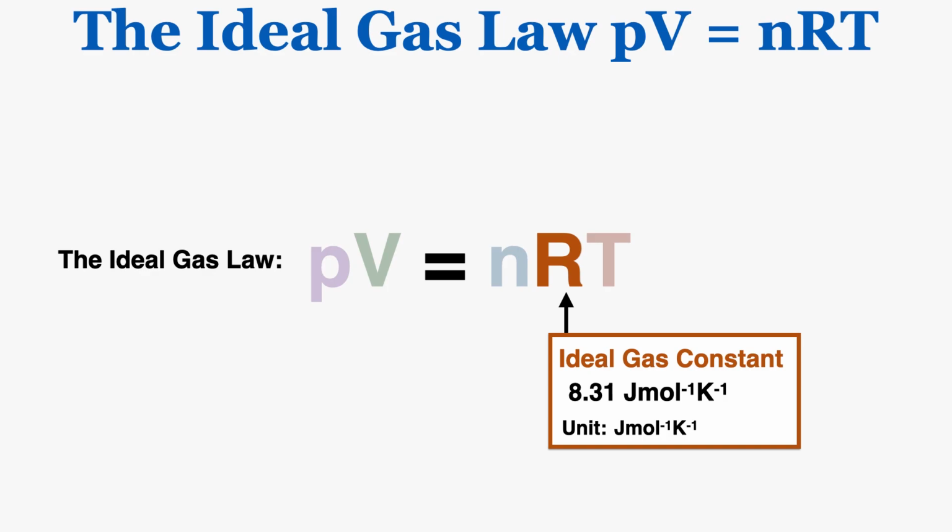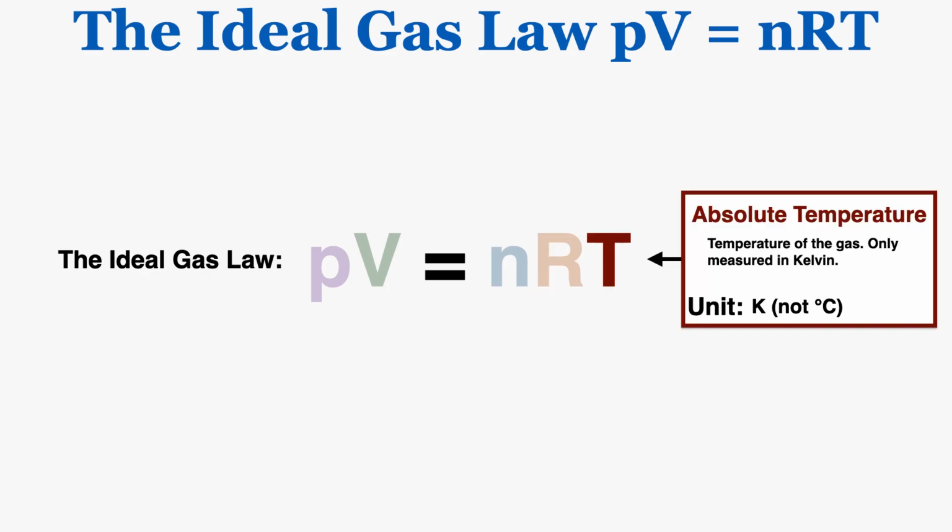The next part of the ideal gas law is capital R, and this is just a constant. This is just 8.31 joules per mole Kelvin. It's just a specific relationship that exists to balance out the units that we use. It doesn't really mean anything else. It's just a number that you always have to put into the ideal gas law.